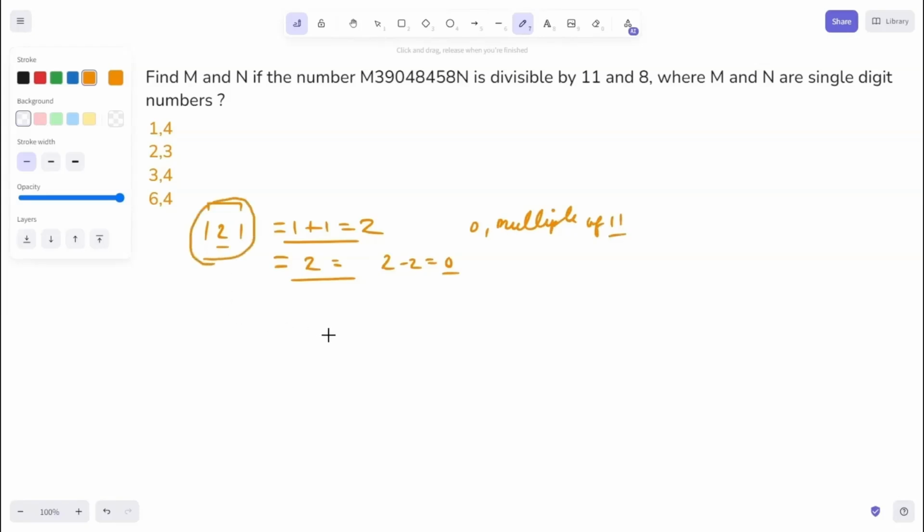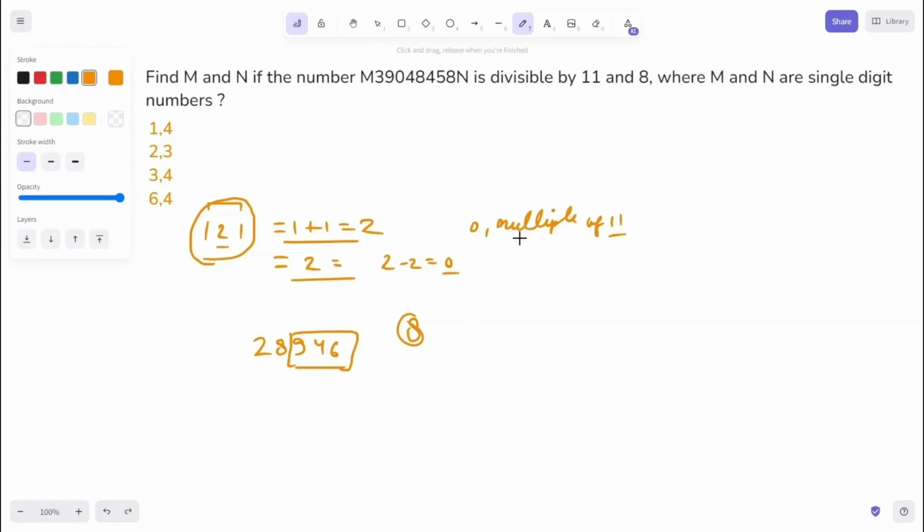Now let's discuss the divisibility rule of 8. Let's suppose this is 2, 8, 9, 4, 6, and I want to check whether this number is completely divisible by 8 or not. This is very simple. I will take the last 3 digits of the number and divide them by 8. If they are completely divisible by 8, it means the complete number will be divisible by 8. Now we have seen the divisibility rules of 11 and 8. Let's apply these rules on this particular number.